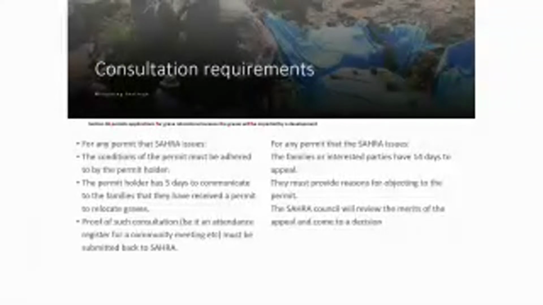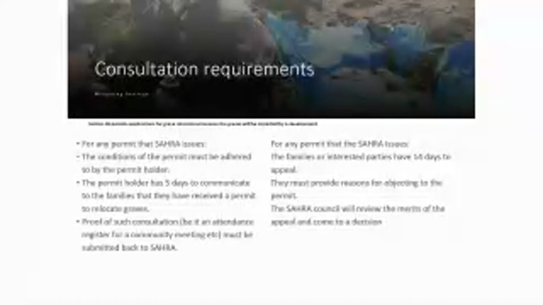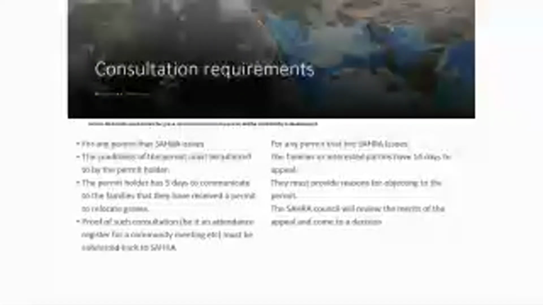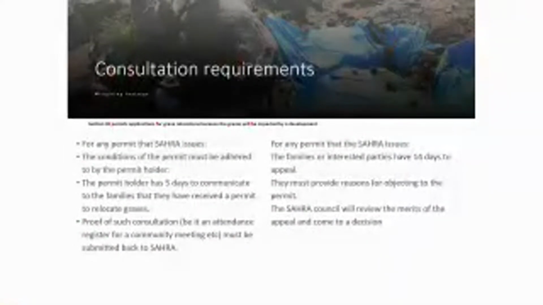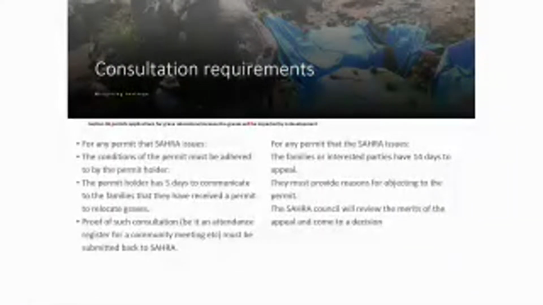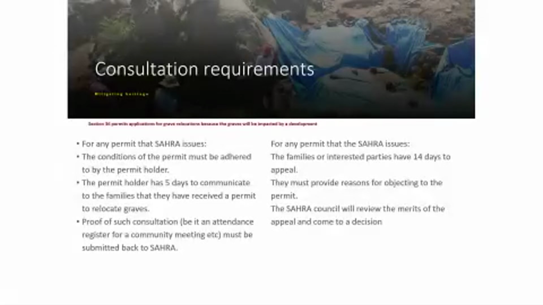The heritage practitioner, or the person who is the holder of the permit, is responsible for informing the families that the actual relocation permit has been issued. They have 5 days to inform the families, because in our act, any person has the right to appeal against any permit that has been issued. The 5 days for the families to be informed that a permit has been issued is included within the 14 days. And currently, as it stands, our act does not have a condemnation period. That needs to be considered if ever the act is amended. But families have a strict 14 days in order to lay an appeal against any permit that is issued by SARA.